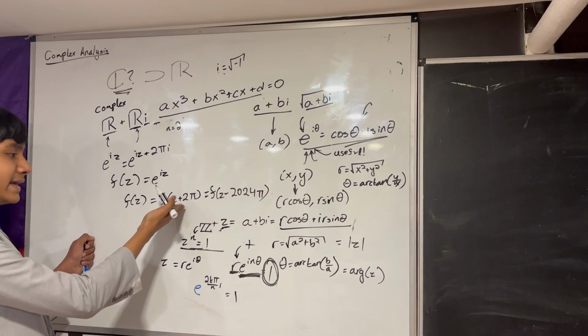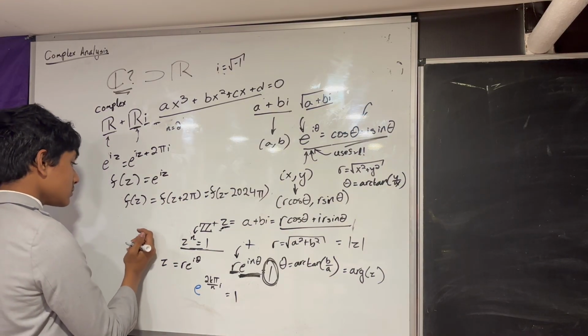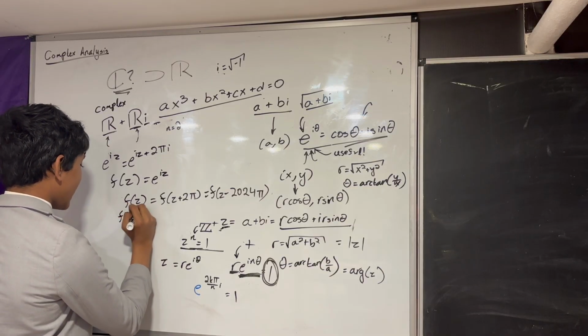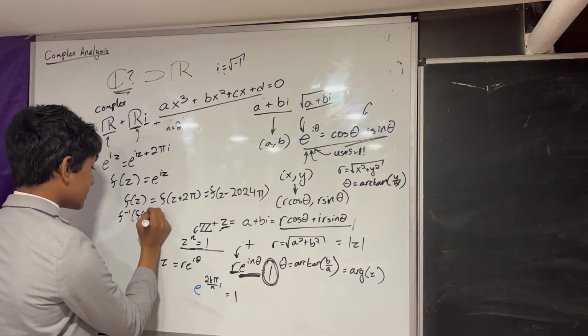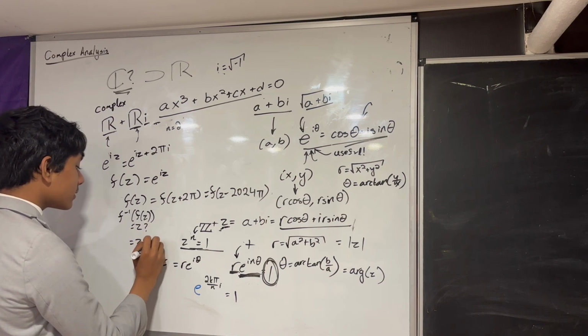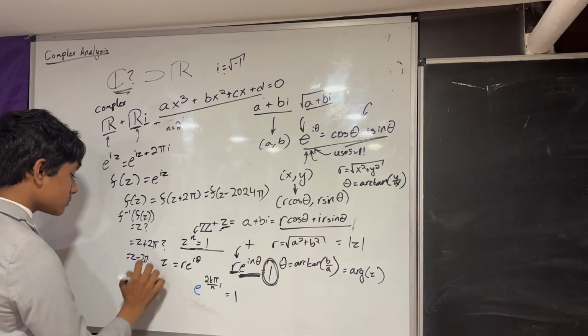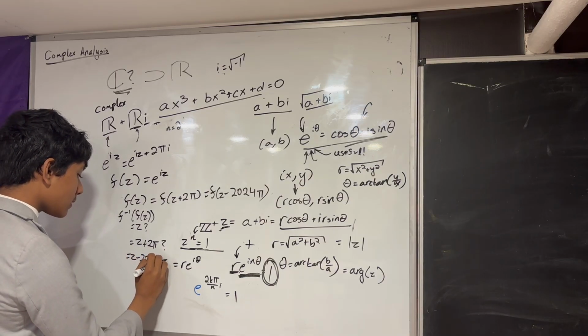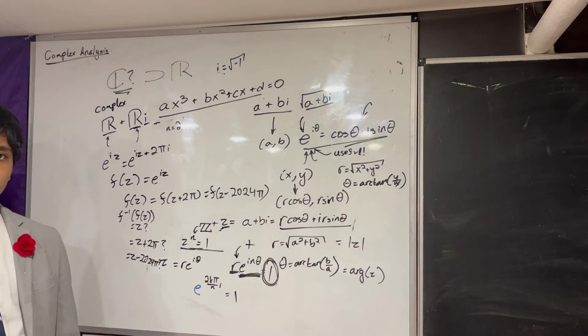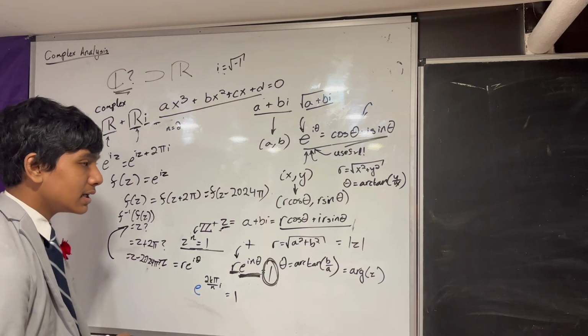And plus any even number of pi is the exact same as f of z. And so, what is f inverse of f of z? Is it equal to z? Is it equal to z plus 2 pi? Is it equal to z minus 2024 pi? Nobody knows. And so, this is why we have to use branch cuts.